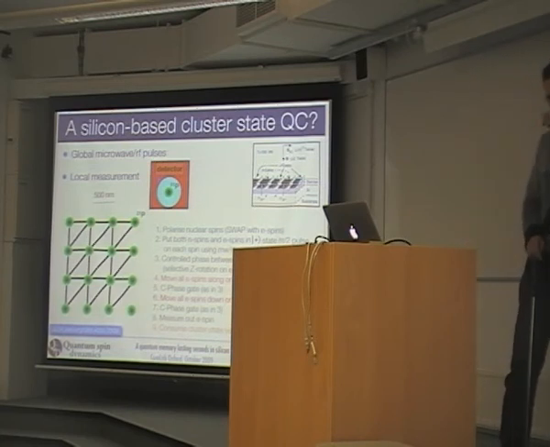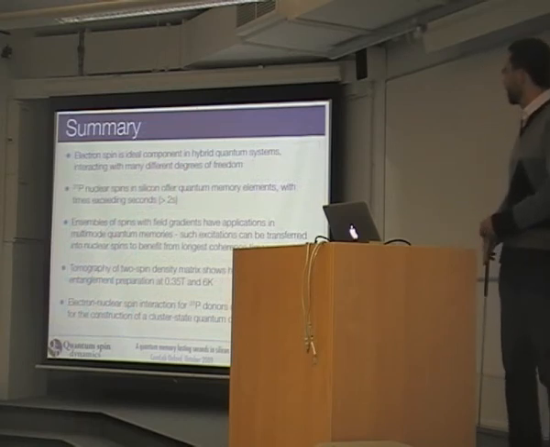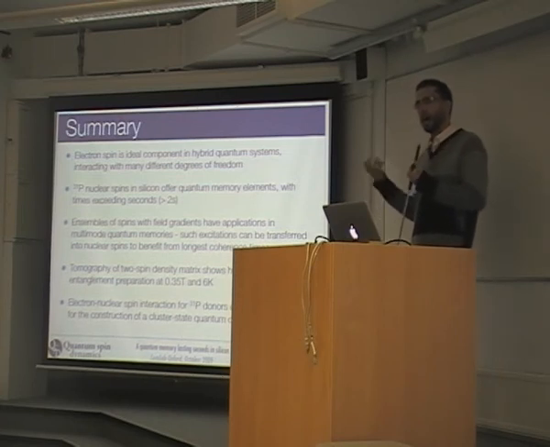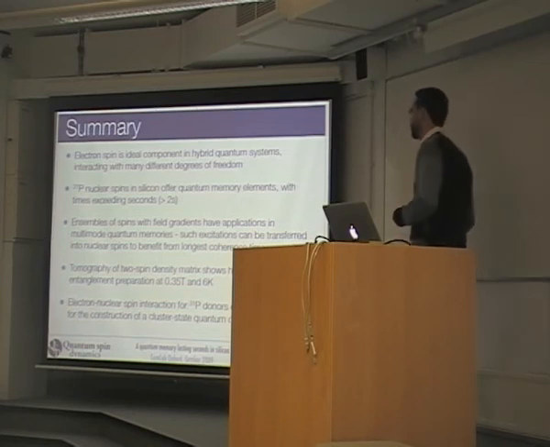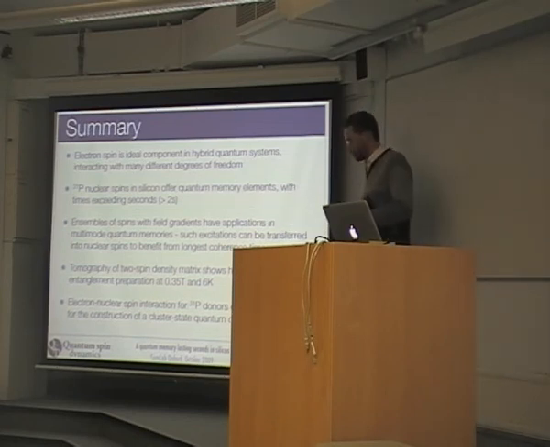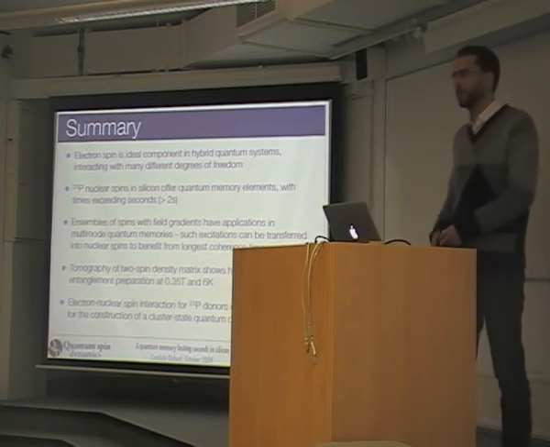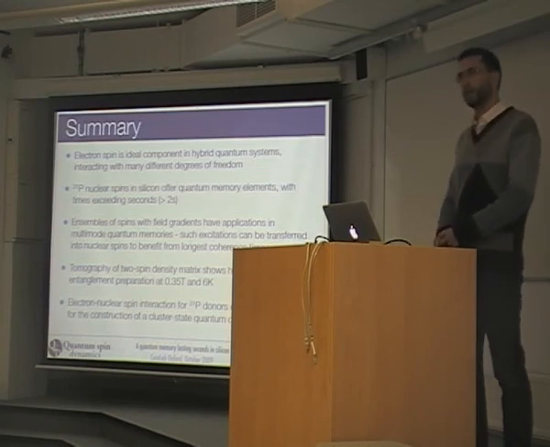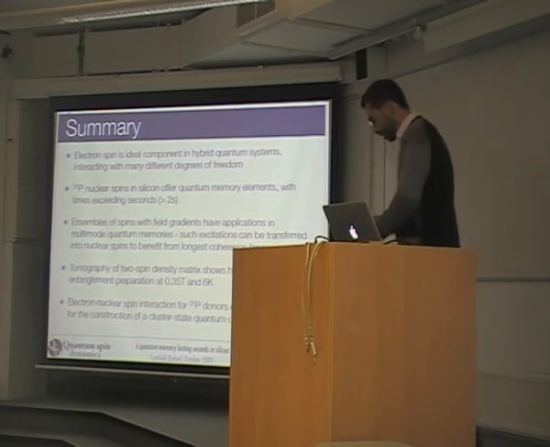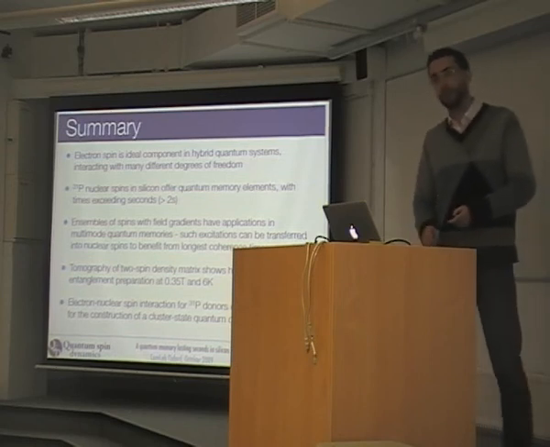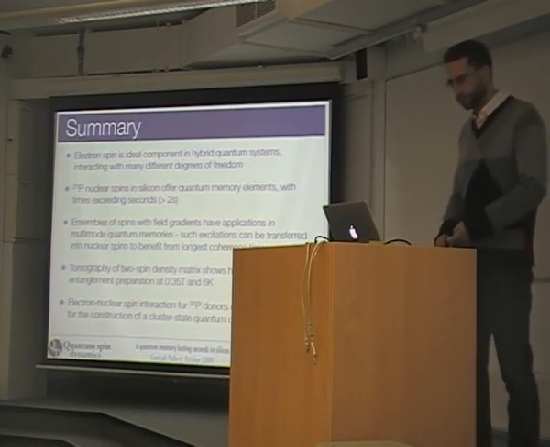So, in summary, I'd just like to recap the key points. That electron spin is an ideal component within what we call hybrid quantum systems that have multiple quantum degrees of freedom. The nuclear spin of phosphorus in silicon has memory times that exceed seconds, and therefore can be a very powerful memory element. This can be scaled up to store a larger number of qubits in a multimode memory. And finally, this kind of interaction between electron and nuclear spins could be harnessed towards a measurement-based quantum computer in silicon.